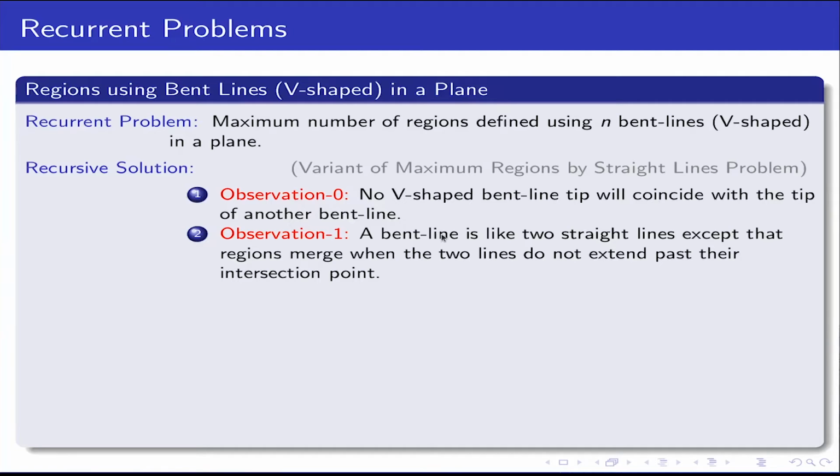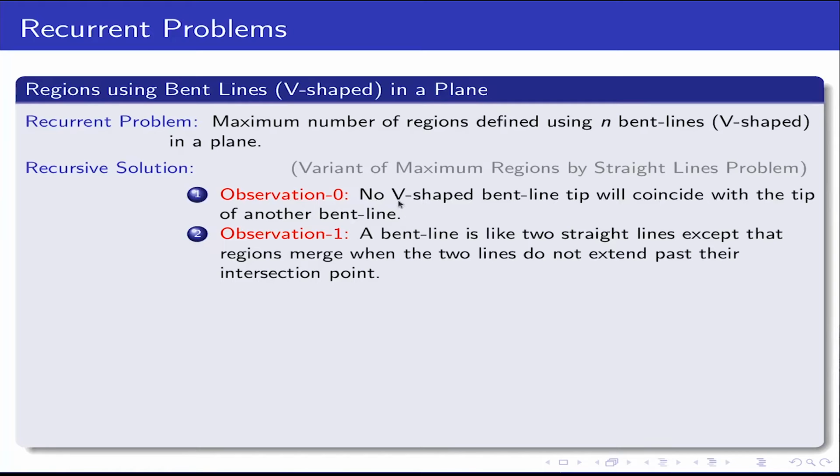So therefore, reaching the tip, these two straight lines will take exactly the same number of regions as in the earlier case. Beyond the tip, now the question is, observation 1 suggests that it is just like adding. So if you have one V-shaped bent line present in the plane, your nth bent line is just like adding 2n lines and the regions in the plane.